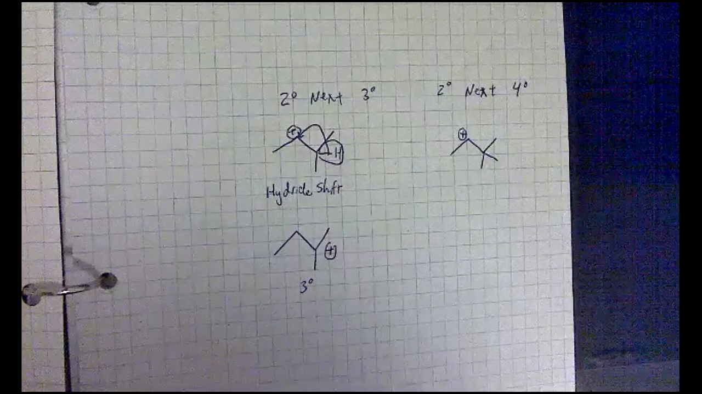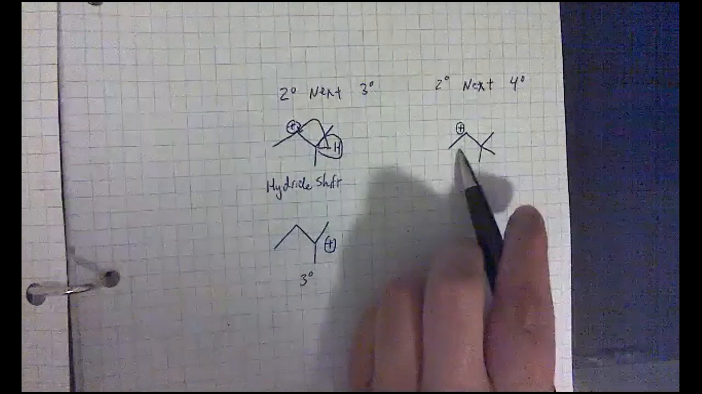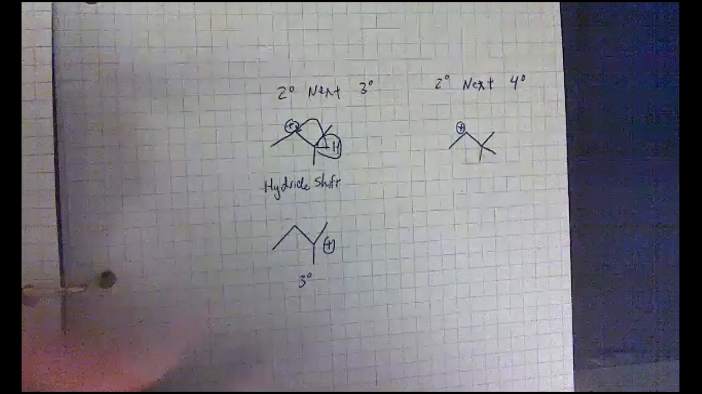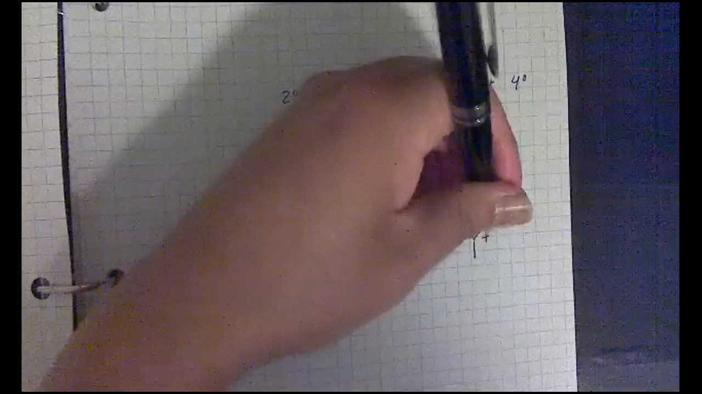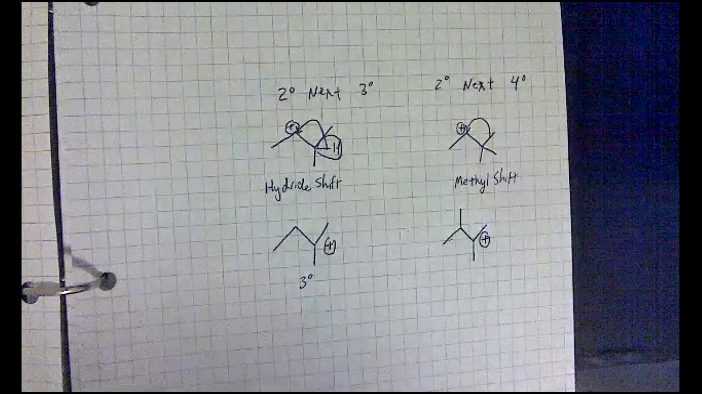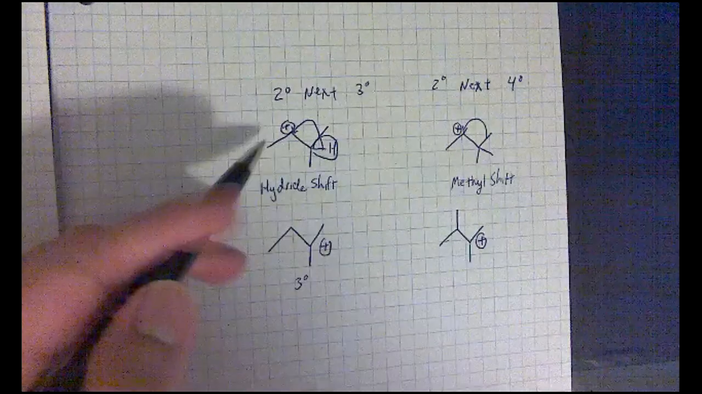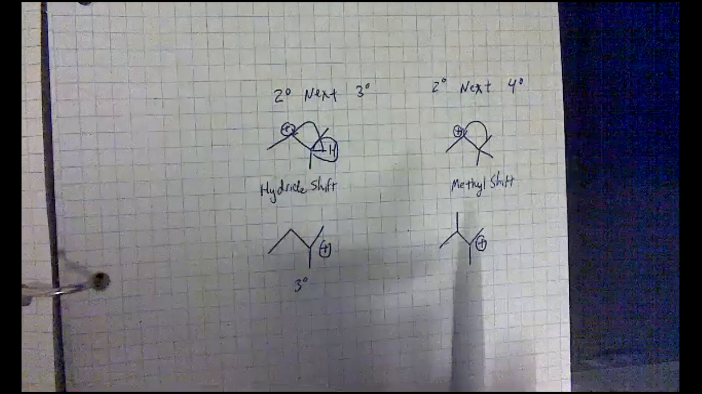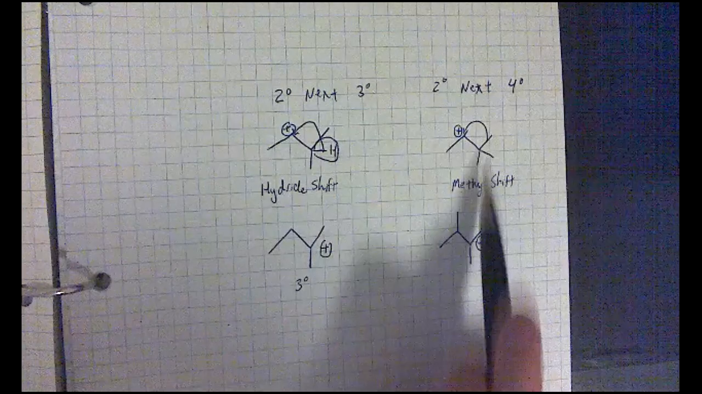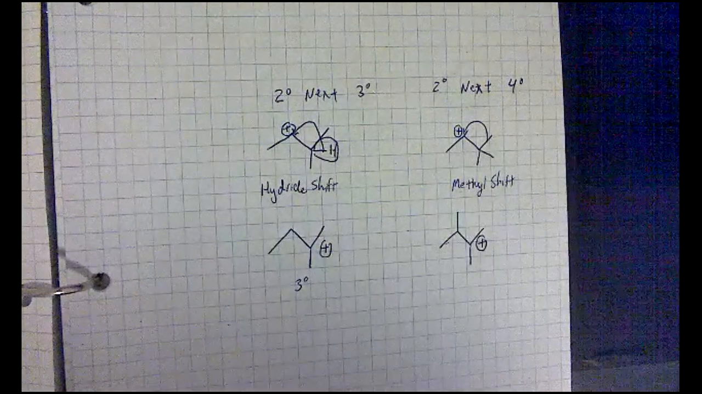like that. If you have a secondary carbocation next to a quaternary carbon, one of your methyls is going to shift, and we call that a methyl shift. And so now, this, and our carbocation has again shifted. So we have rearranged. So if you have a secondary carbocation next to a tertiary carbon, you move over a hydride, that's the hydrogen with the bond. If you have a secondary carbocation next to a quaternary, you move one of the methyl groups. Does that make sense?